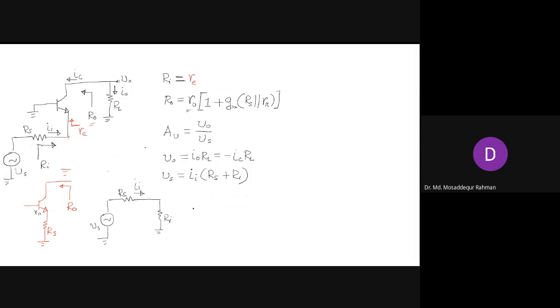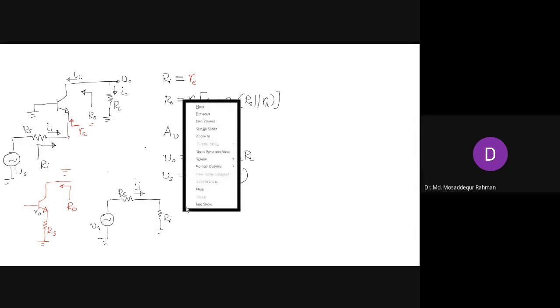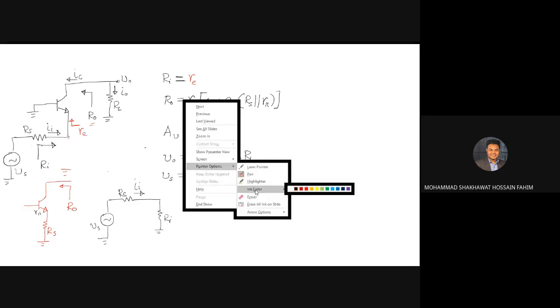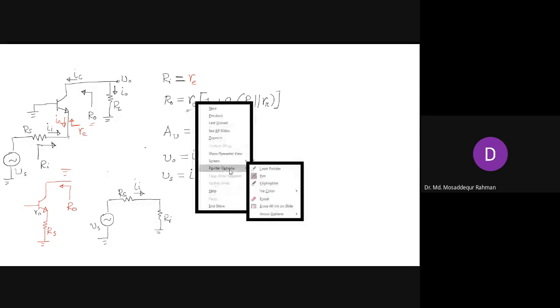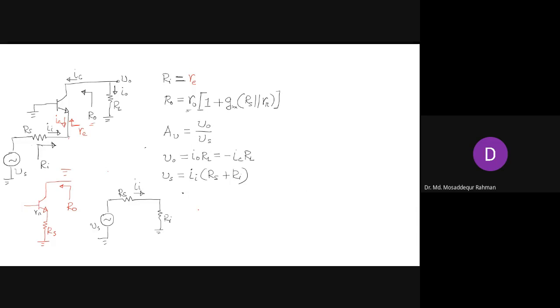And what is Ii? Minus IE, the emitter current. You see the emitter current is flowing in this direction, so that's the opposite of the current Ii. So Ii in this case is minus IE. So here we write Vs is minus IE times Rs plus Ri. What can we write for Ri? Small re, right? So we can replace it with small re. So that is our Vs and that is our V naught.